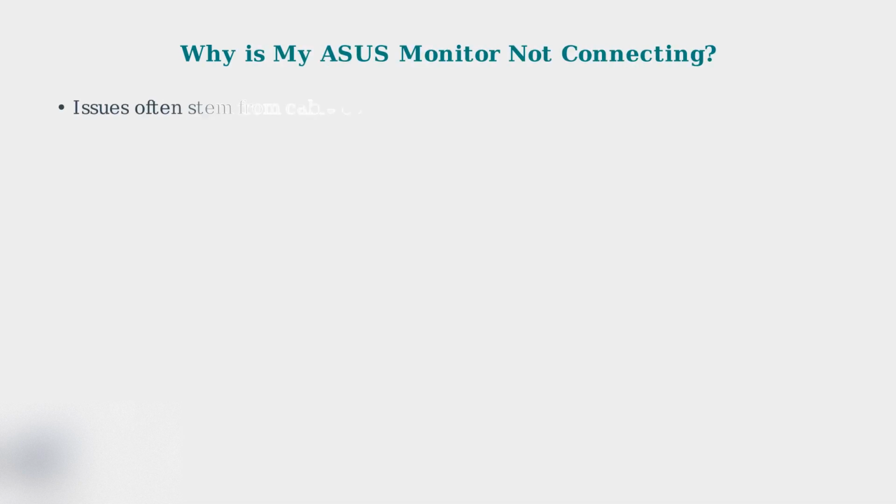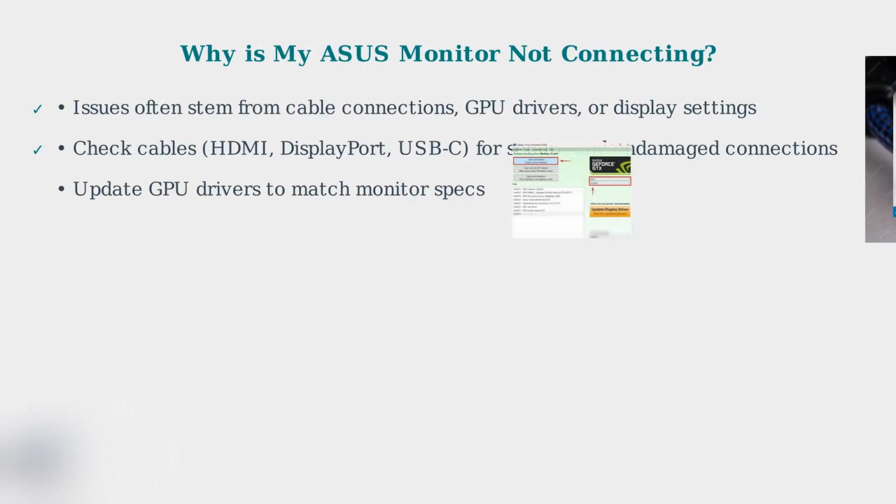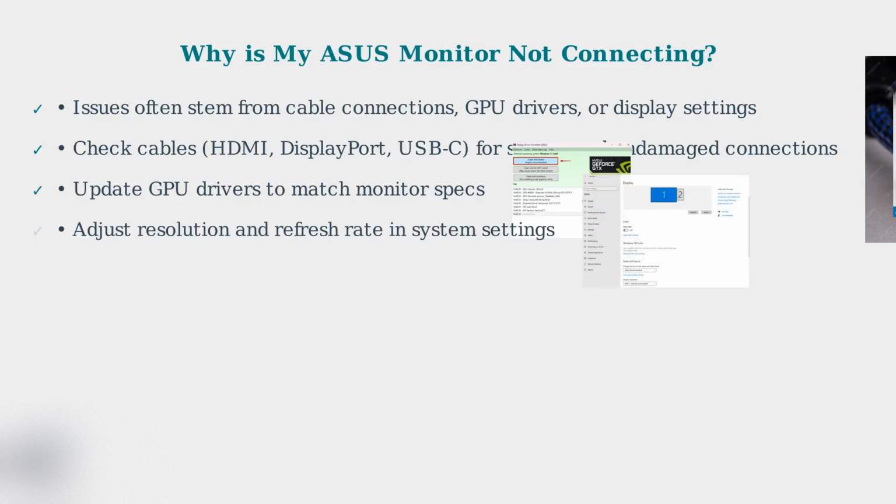ASUS monitor connectivity issues usually stem from problems with the connection itself, the GPU drivers, or display settings. Let's troubleshoot. First, ensure cables like HDMI, DisplayPort, or USB-C are securely connected and undamaged. Then, we'll delve into driver updates and system settings to solve the problem and get your display working.